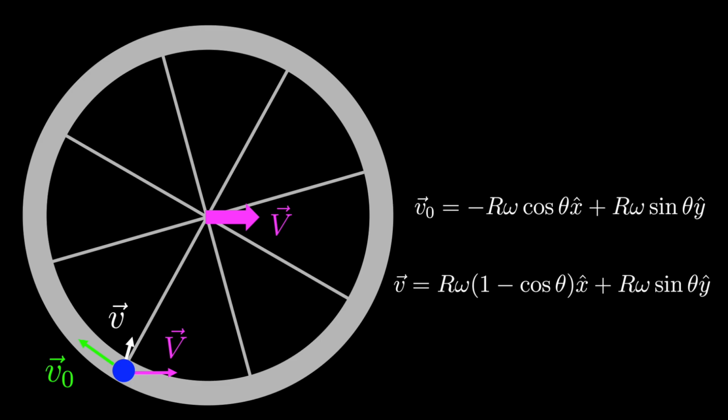Notice that while the speed observed in S sub 0 is constant and equal to r times omega, in frame S, the speed of the point varies due to its dependence on theta.